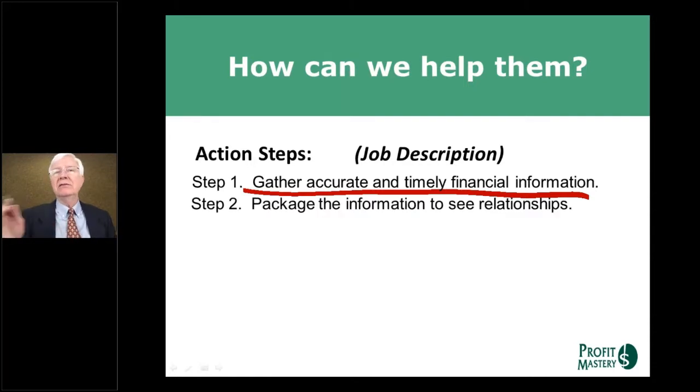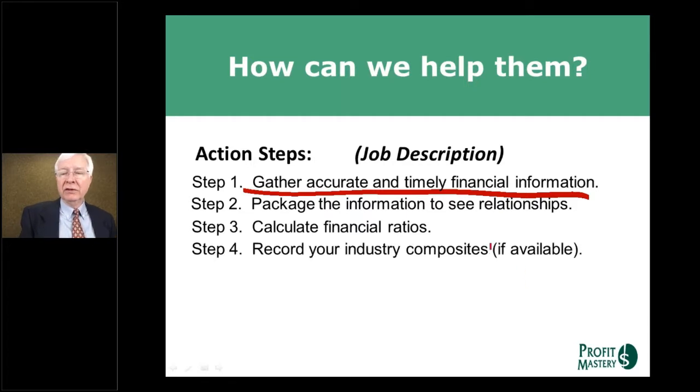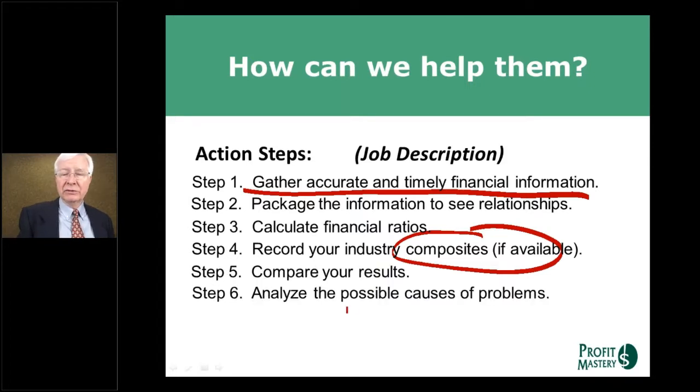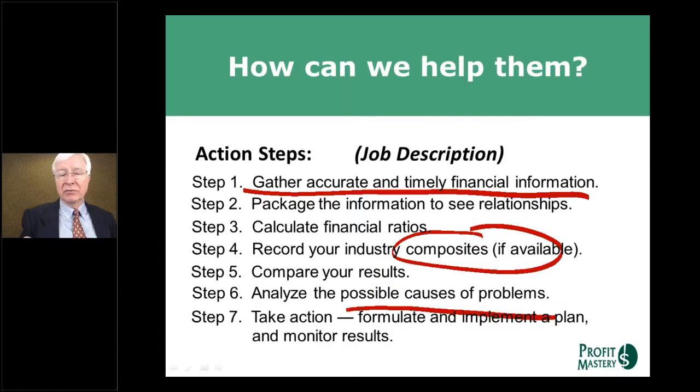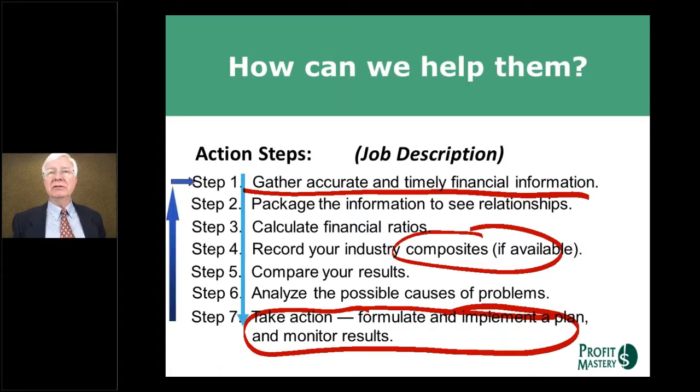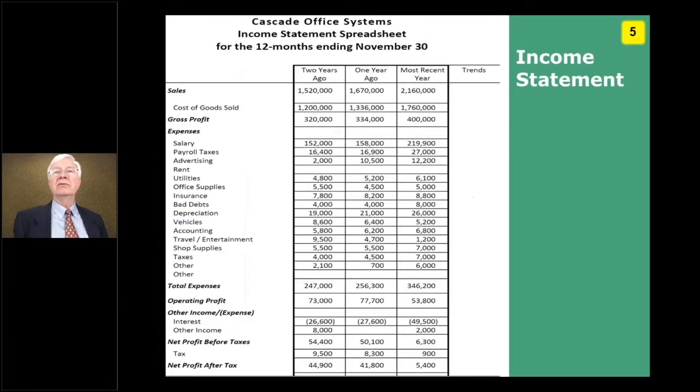Number two is we package the information differently to see the relationships using ratios. Then we're going to go out and we're going to record some industry composites. We use an RMA report to do that. We compare the results, we analyze the possible causes of problems, and then we create a profit mastery assessment. We create a plan to be able to make it better. And this is management. This is the process that creates wealth.